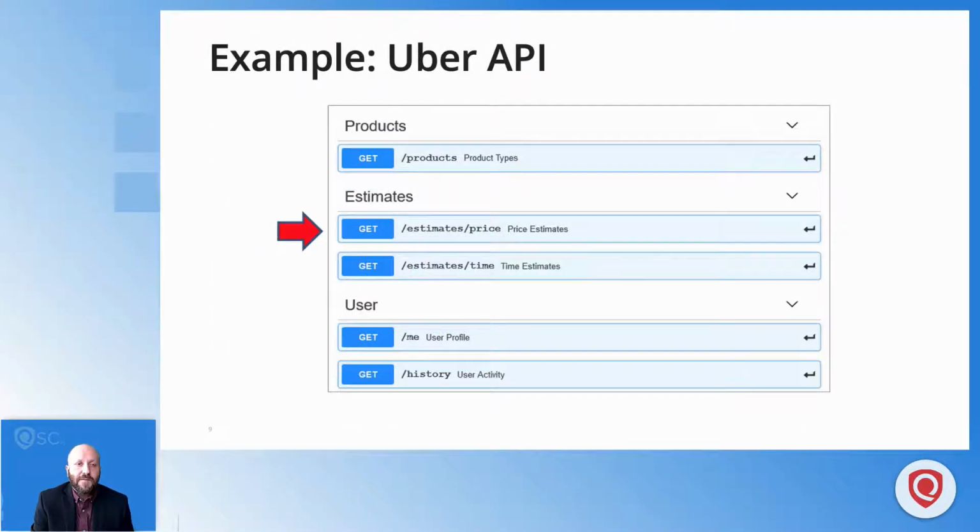Let's look at an example of some specifics, and we're going to look at the Uber API. Here we have 5 endpoints that are all GET requests. There's an endpoint for retrieving the types of products. Is it UberX, UberXL? There are estimates based on price and time. And then there are also endpoints for user information.